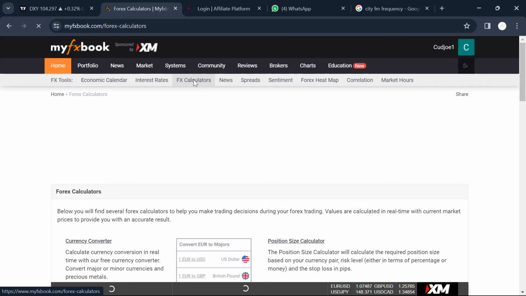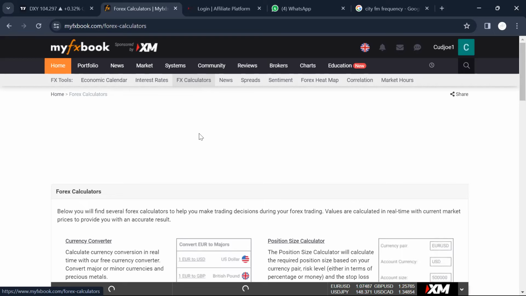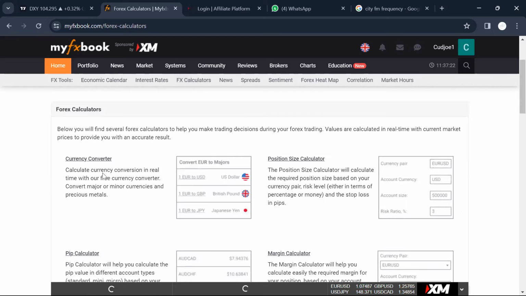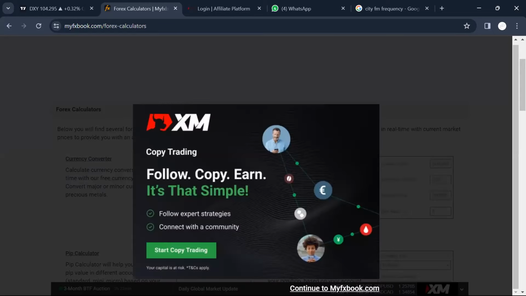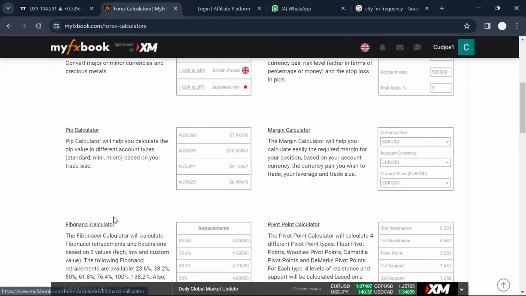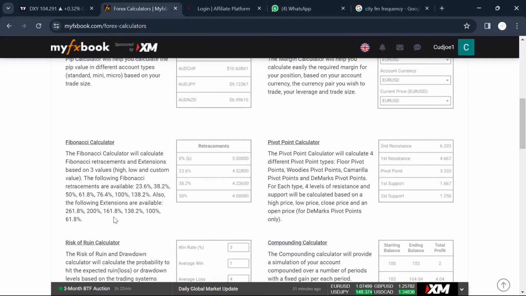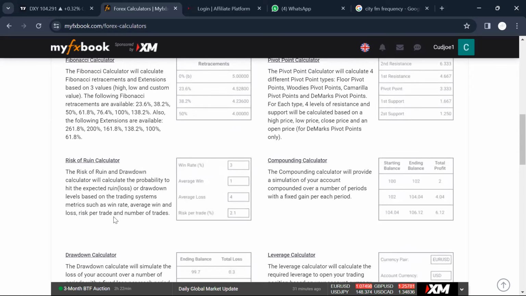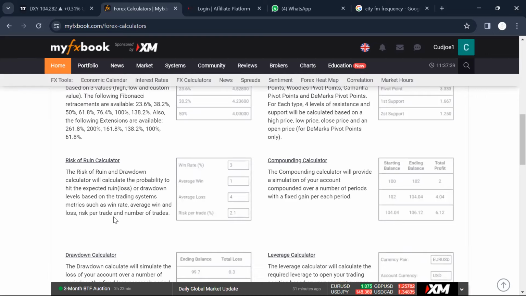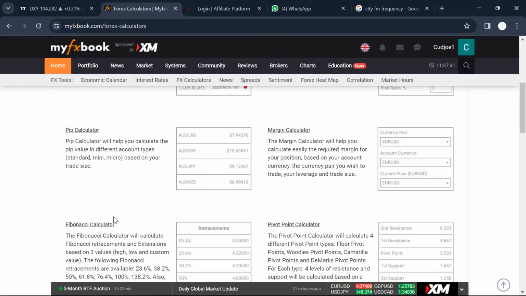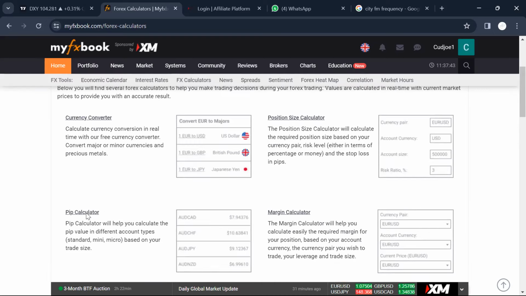So when you come here, this is what you see. We have FX calculators. We have currency converters. In fact, a minute. Currency converter, we have the PIP calculator, the Fibonacci calculator, the risk of ruin calculator, the drawdown calculator, the profit calculator, in fact, we have a number of them. This site is very good. Now, our main focus is on the PIP calculator. So click that.